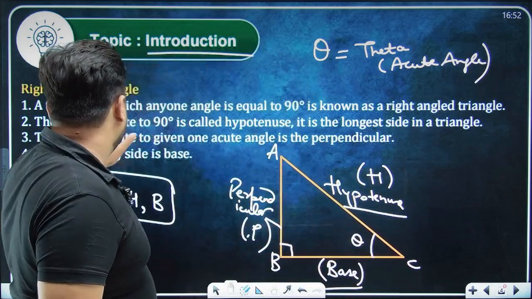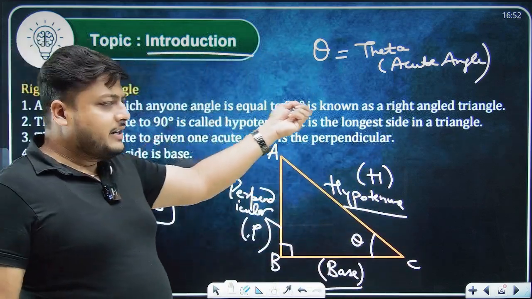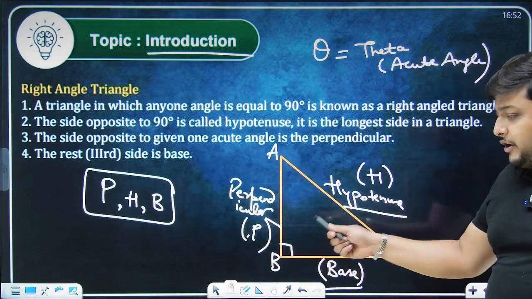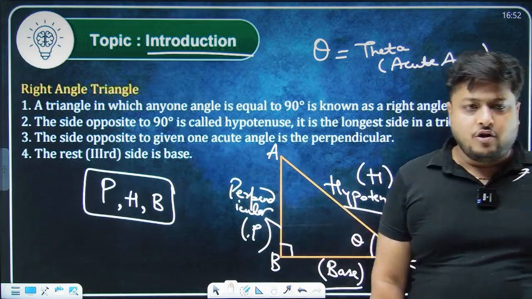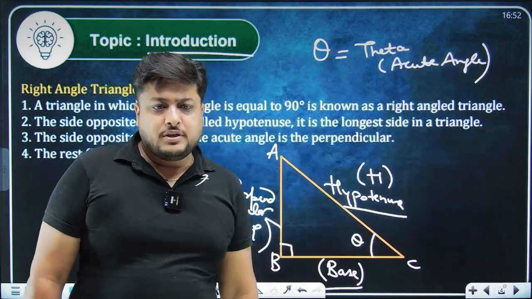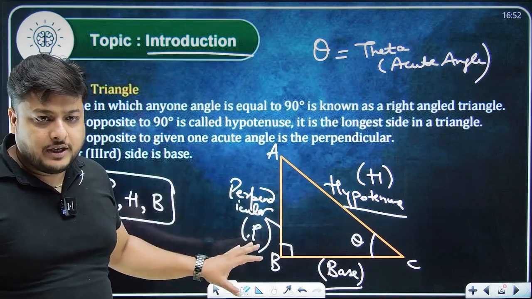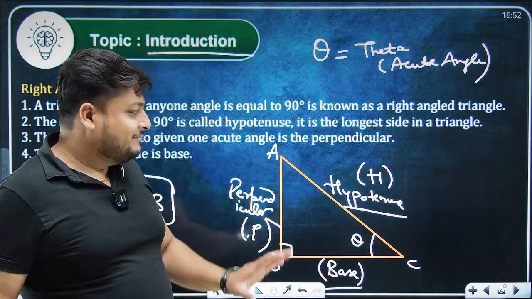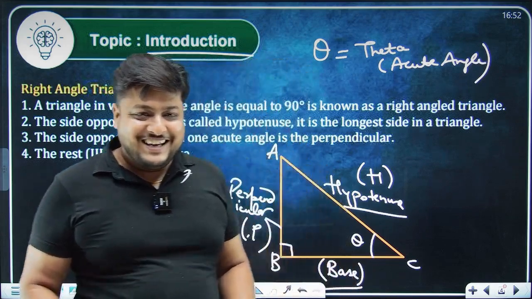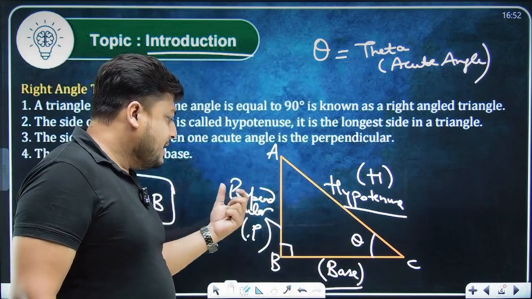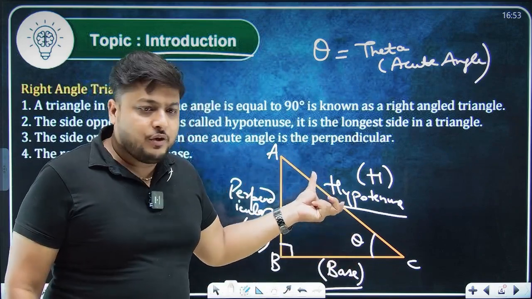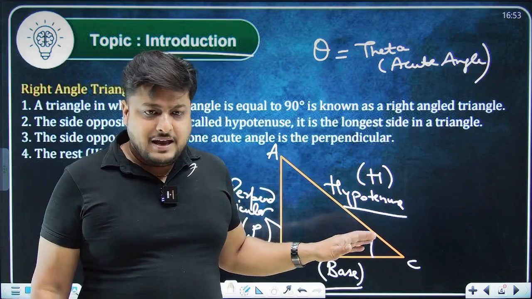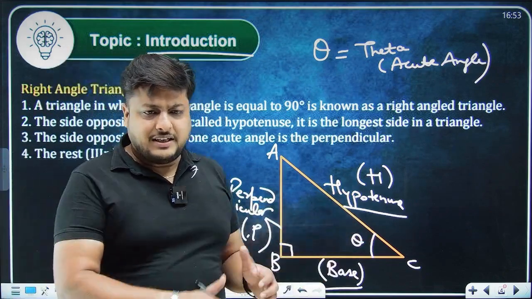So let's read this. A triangle in which any one angle is equal to 90 degrees is known as a right angle triangle. The side opposite to 90 degrees is called the hypotenuse, denoted by H, and it is the longest side of the triangle. The side opposite to the given acute angle is called the perpendicular. The rest, the third side, is called the base. Got my point, everybody? So here the perpendicular is AB, the base is BC, and the hypotenuse is AC. Hypotenuse is always the side opposite to the 90-degree angle, and perpendicular and base get interchanged in some cases.